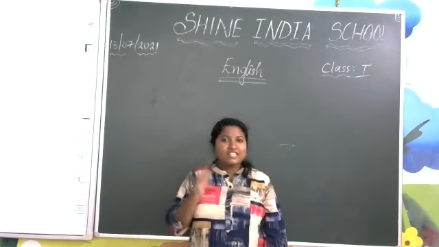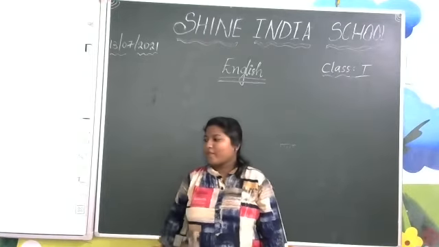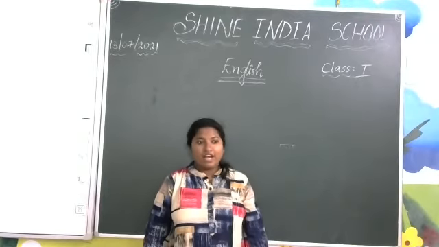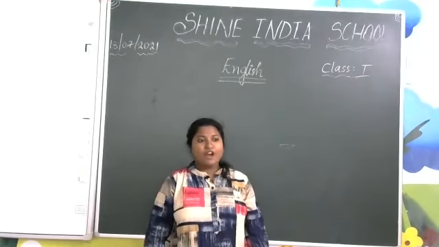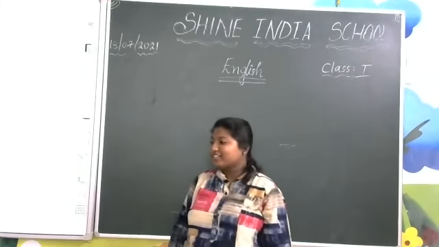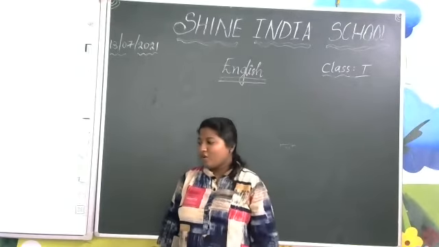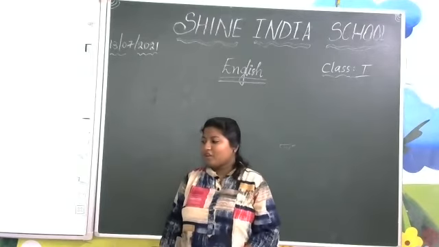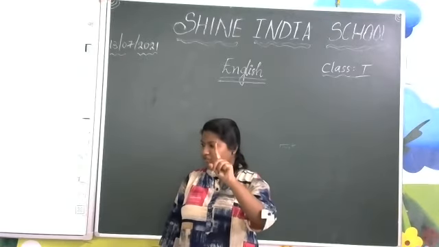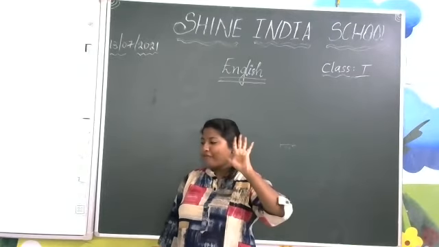What did we discuss yesterday? We discussed about vowels, right? Vowels and consonants, right? How many vowels are there? All of you show me the number. One. Four. Five. Show, all of you show. Five vowels.